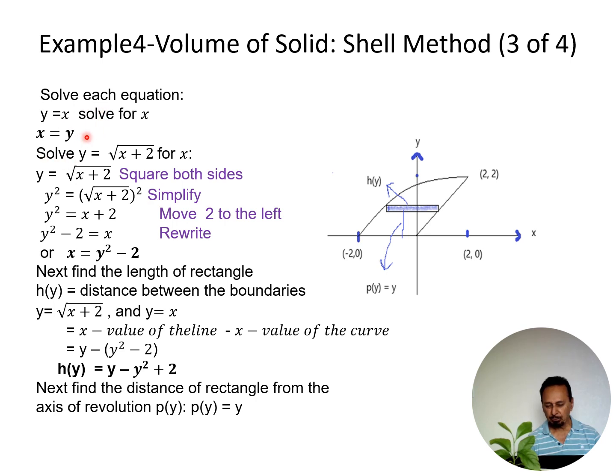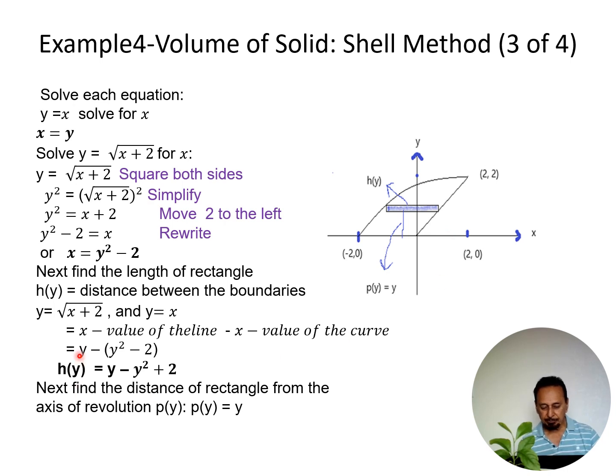We have the equation y equals x, so we solve for x equals y. We have the equation y equals the square root of x plus 2, and we have to solve for x. Square both sides: y squared equals x plus 2. Move the 2 to the left, and it becomes y squared minus 2 equals x. So the height of the rectangle is the x value on this line minus the x value on this curve.